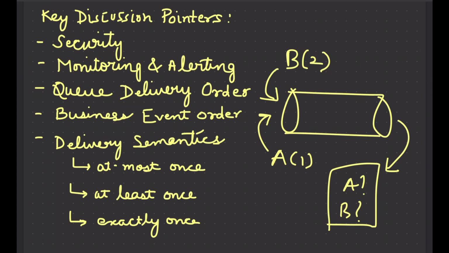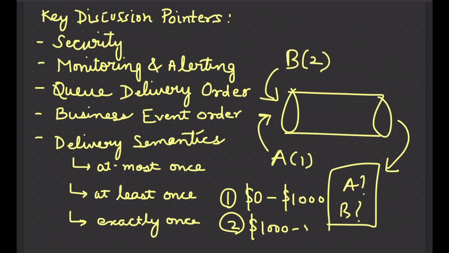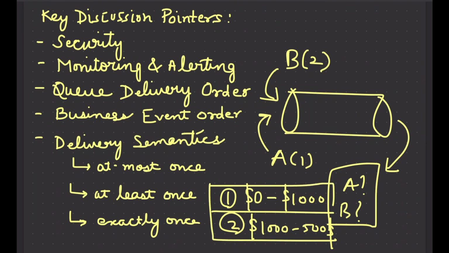So now let's talk about business event order. To give an example, suppose we have two events, right? Suppose we have the balance going from 0 to $1,000, and then we have another event where it goes from 1,000 to $500. Maybe this person just made a purchase. So what happens in this case? Suppose we are emitting both of these events at the same time.